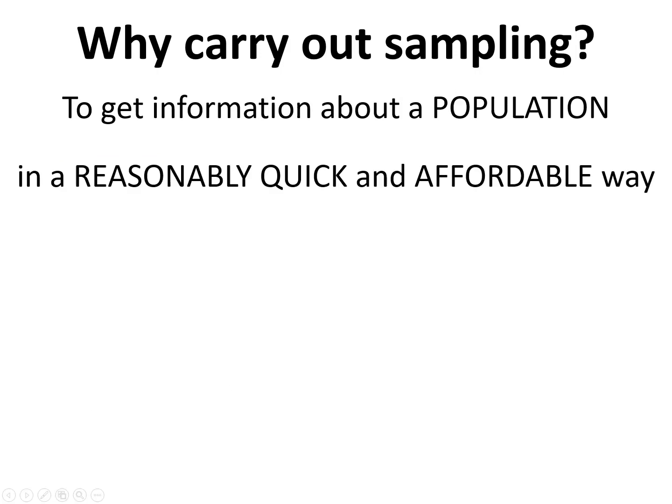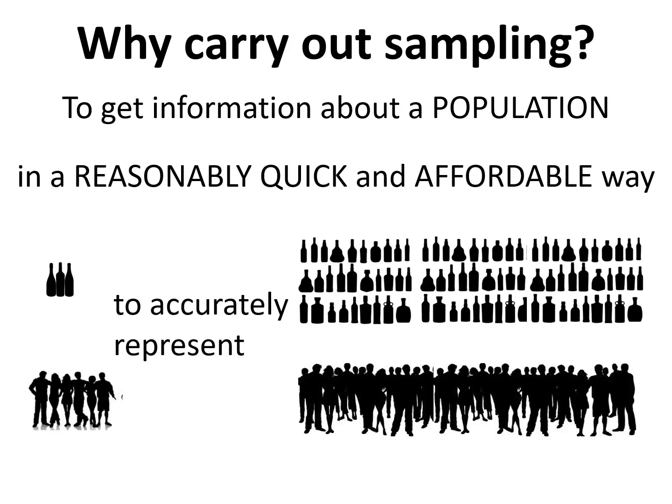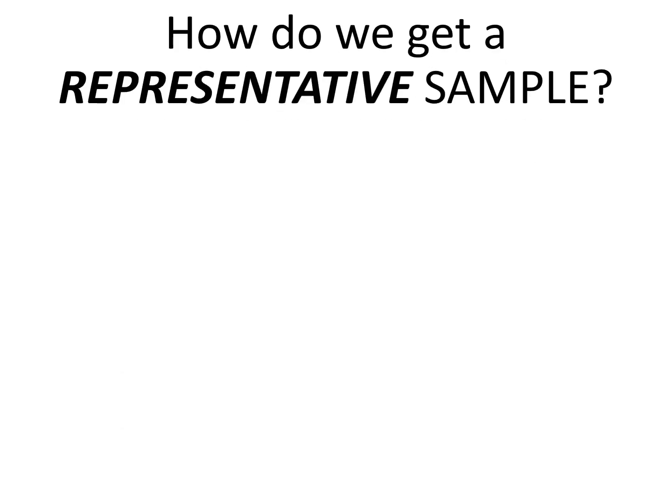So, to sum up, sampling is what we do to get information about a population in a quick and affordable way. But the thing about a sample is it's a lot smaller than the population. So we have to get a few bottles or a few people to accurately represent a much, much larger group. How do we go about doing this? How do we get a representative sample?